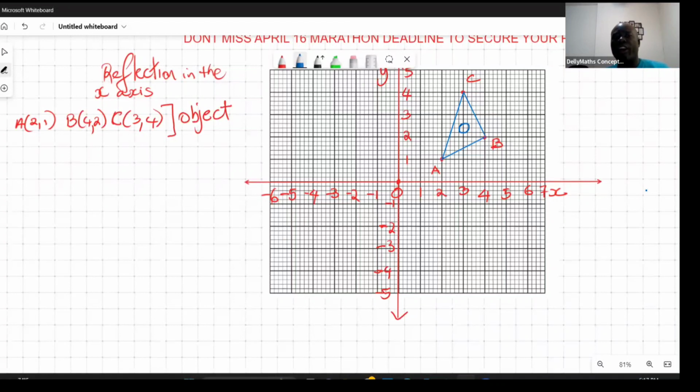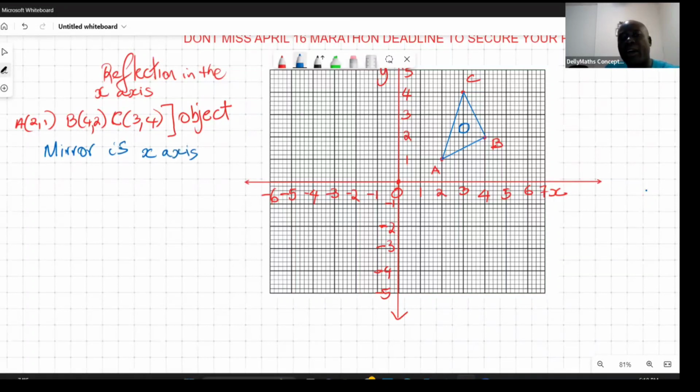What we want to do now, we're going to reflect this in the mirror, and then we're going to note some key things. Now, I'm going to brighten my mirror line. So we are reflecting in the x-axis. So the mirror, as you could see, I'm writing it here. The mirror is the x-axis.